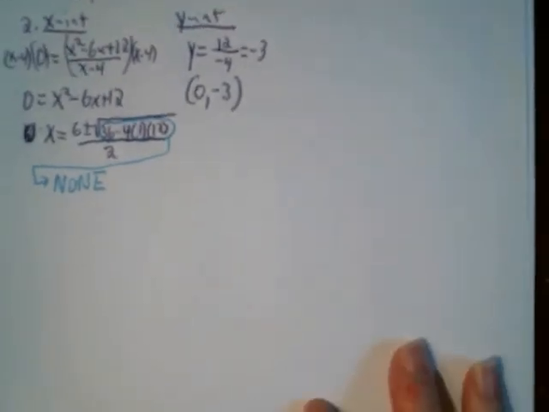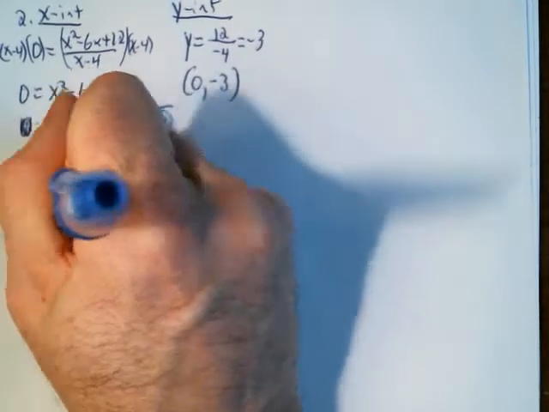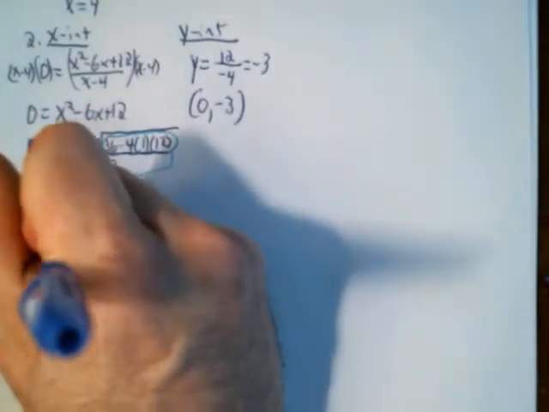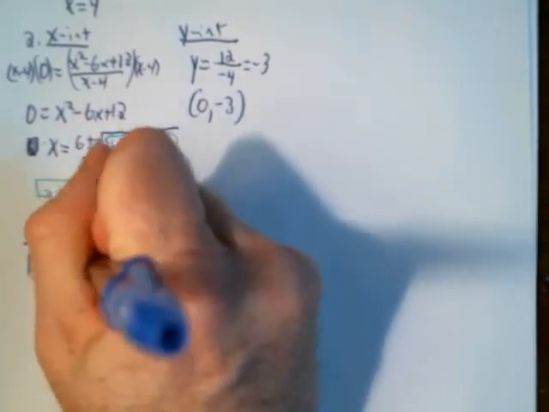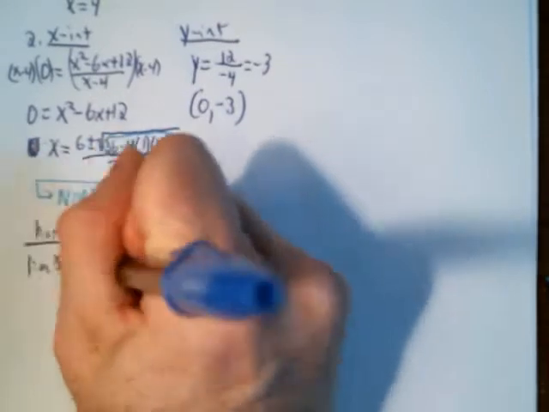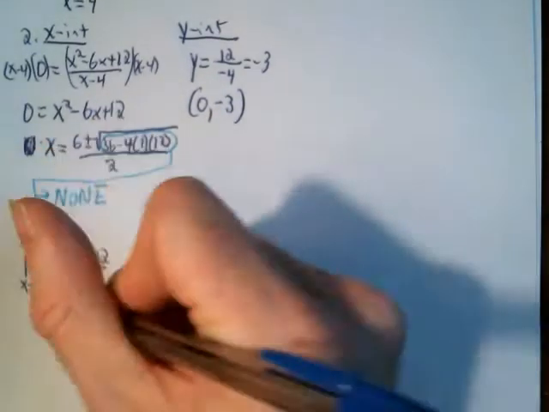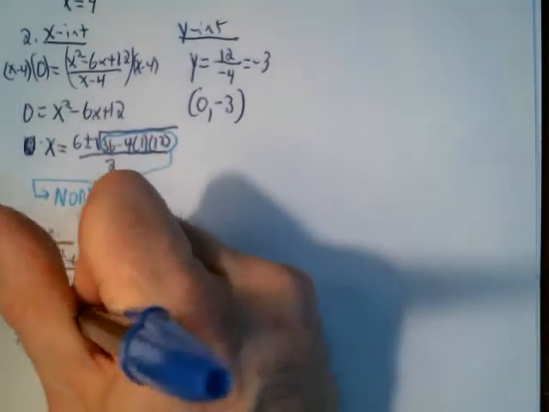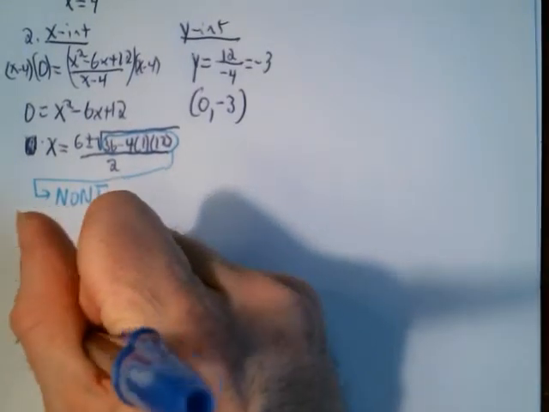Let's move on to asymptotes. So the horizontal asymptote is from the limits of this expression. So we have the limit as x goes to infinity of x squared minus 6x plus 12 all over x minus 4, and then the limit as x goes to negative infinity of x squared minus 6x plus 12 all over x minus 4.